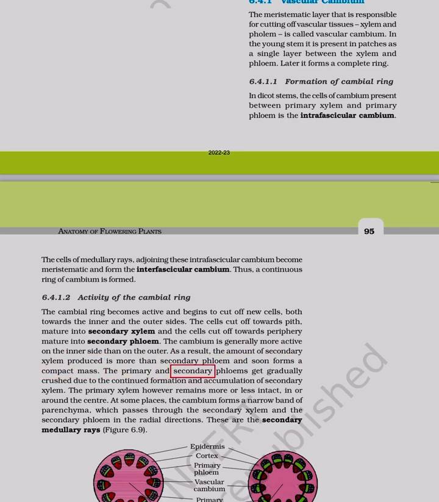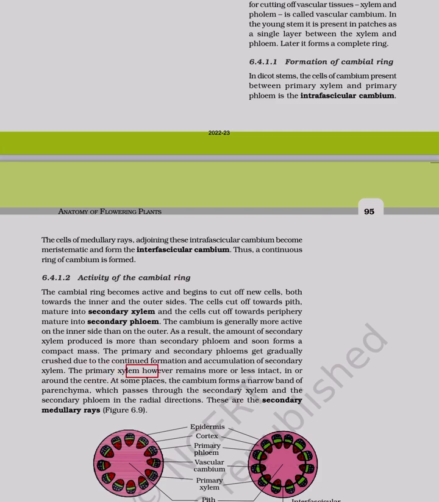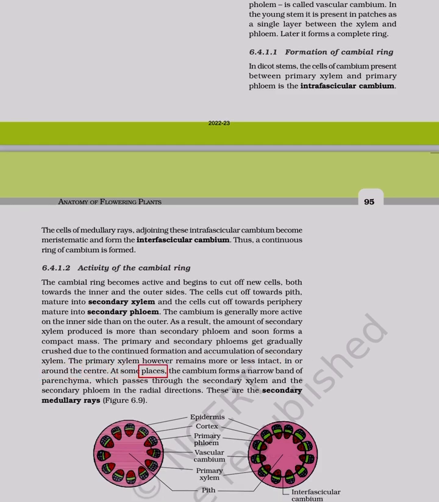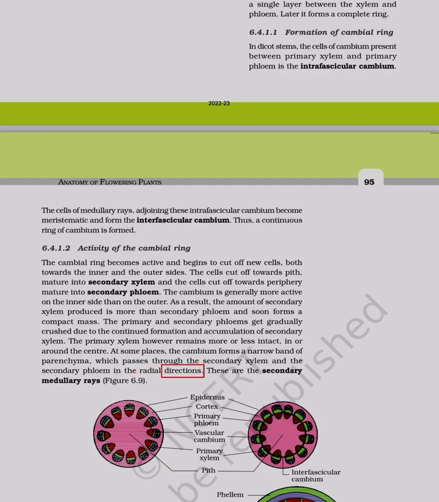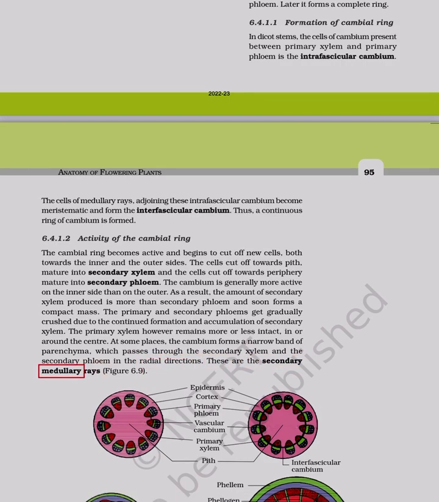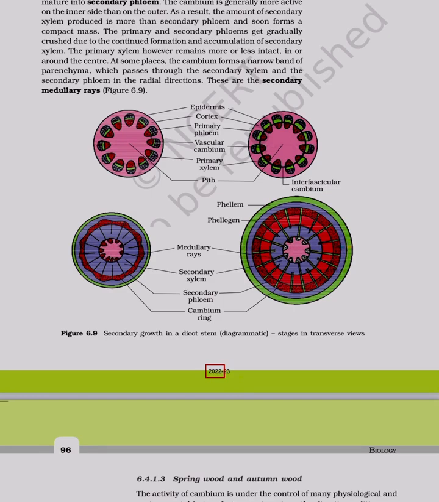The primary and secondary phloems get gradually crushed due to the continued formation and accumulation of secondary xylem. The primary xylem, however, remains more or less intact, in or around the center. At some places, the cambium forms a narrow band of parenchyma, which passes through the secondary xylem and the secondary phloem in the radial directions. These are the secondary medullary rays. Figure 6.9 Secondary growth in a dicot stem. Diagrammatic stages in transverse views.